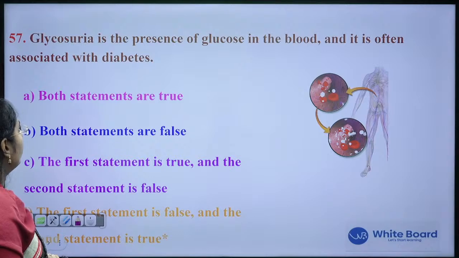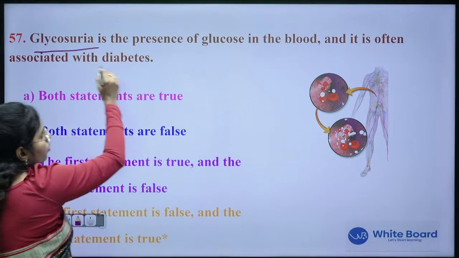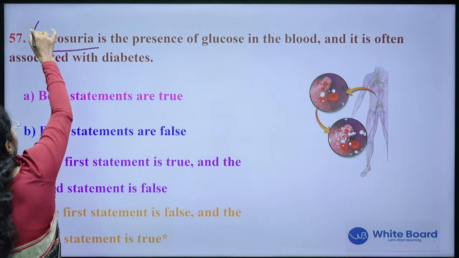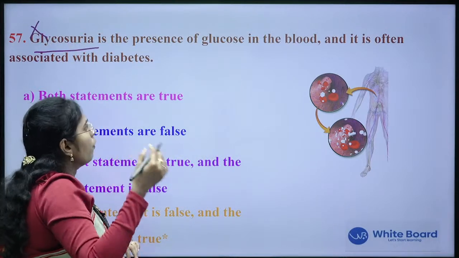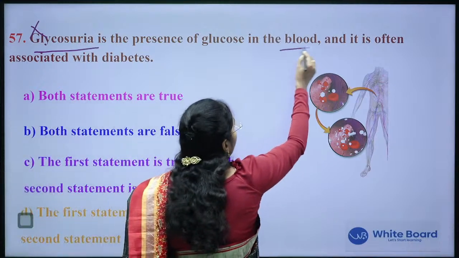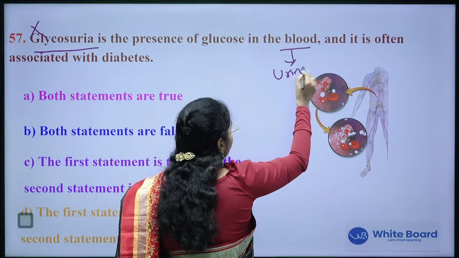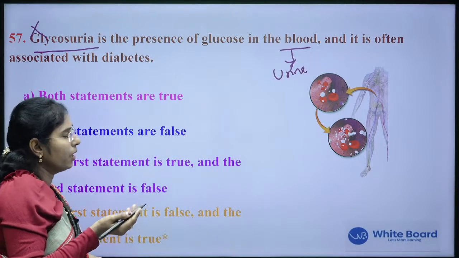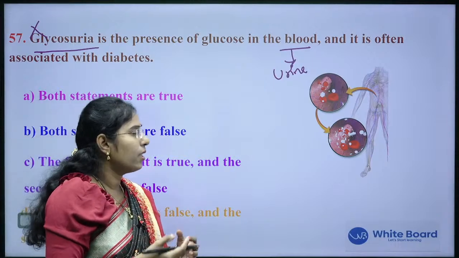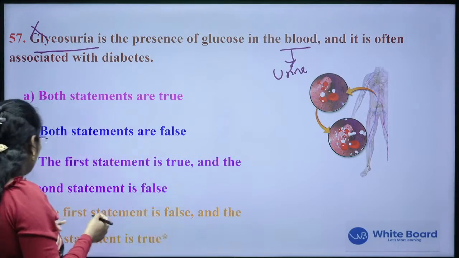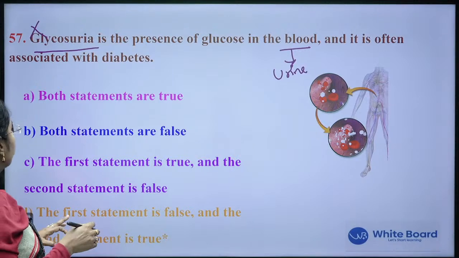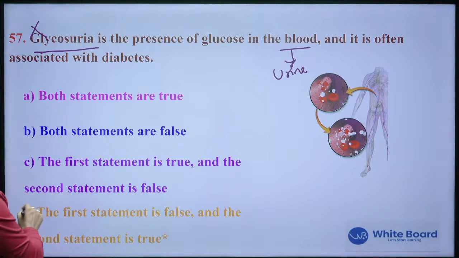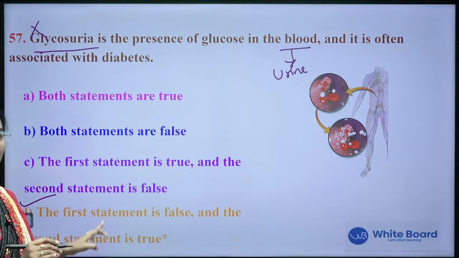Coming to the next question. Glycosuria is the presence of glucose in blood. No, this is wrong, because glycosuria is the presence of glucose in urine, not blood. If it is present in urine, then it is said to be glycosuria, and it is often associated with diabetes. In diabetes patients, we can see glucose in the urine. So the first statement is false and the second statement is true. So option D is the correct answer for this one.